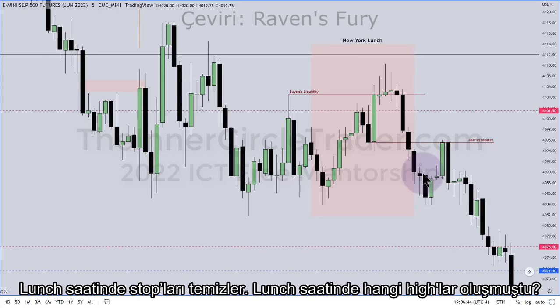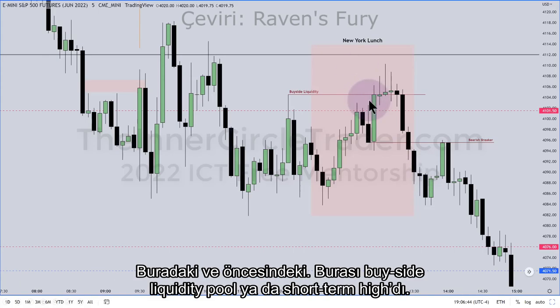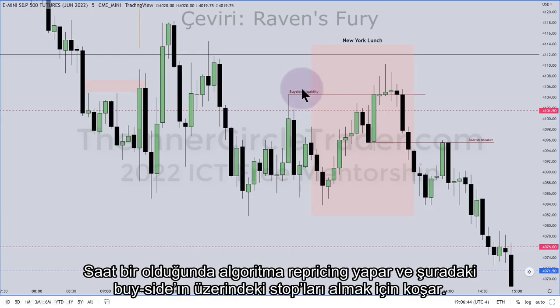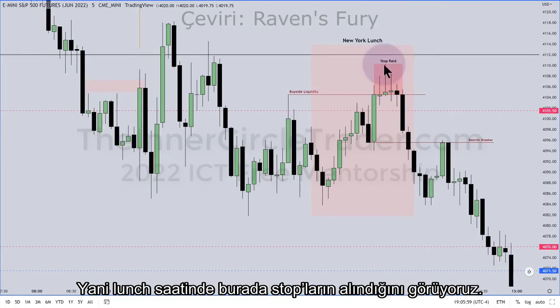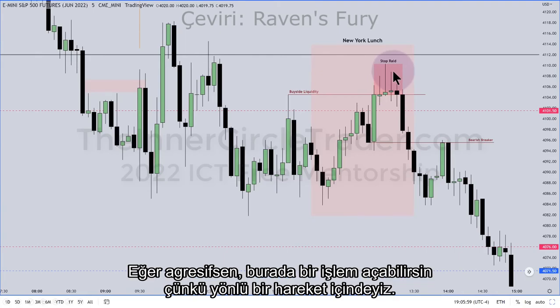What highs were formed in the lunch hour? Here, and prior to it going in, this was the buy-side liquidity pool or short-term high. So at 1 o'clock, the algorithm reprices and runs to take the stops above the buy side here. So during the lunch hour, we're seeing that it took the stops here. You can, if you're aggressive, put on a trade here because we're in a directional move.